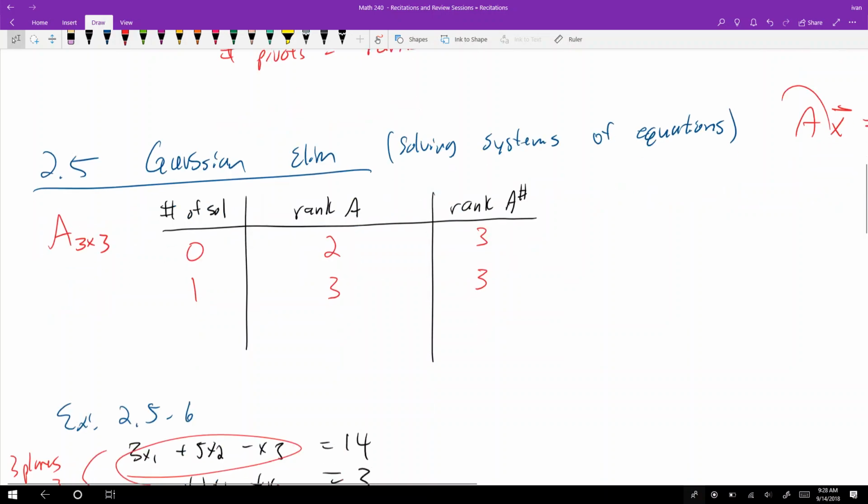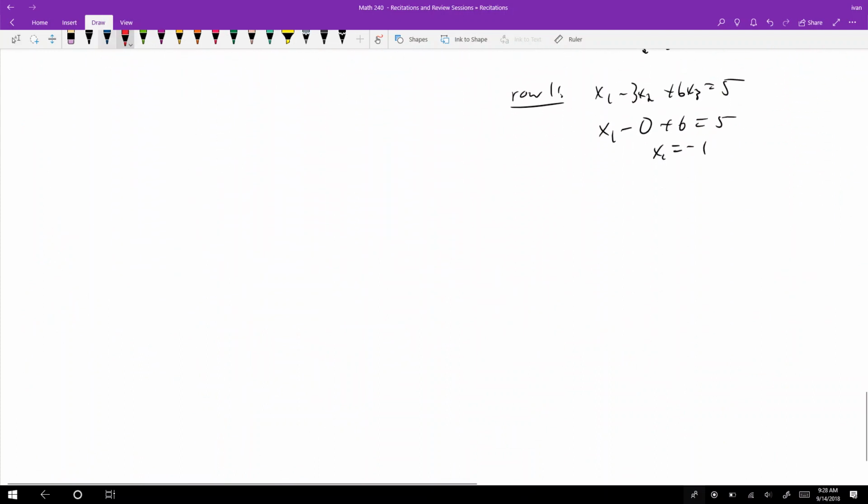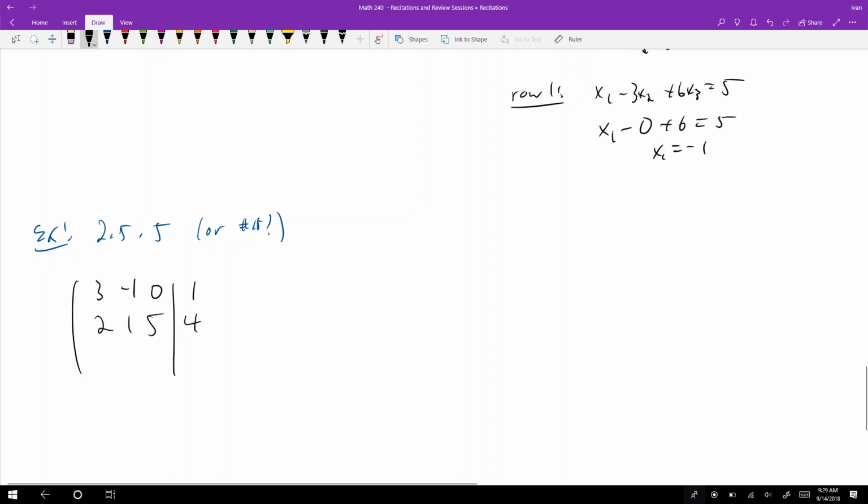Okay? And now, let's do one more example. 2.5.5, or is this number 15? I might have typoed. I don't know what problem this is. It's one of these two. So I have the following. Let me rewrite this better. 3, negative 1, 0, and then 1. 2, 1, 5, 4, 7, negative 5, negative 8, negative 3.